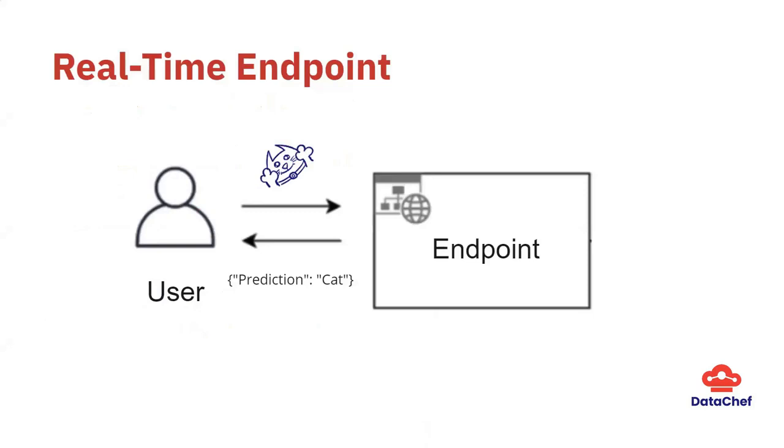In a real-time endpoint, users send the request to the endpoint. Here is an image that a user wants to know whether it's a cat or dog. And after processing this input by the machine learning model, the endpoint sends back the prediction result to the user right away, meaning as soon as the processing is finished.